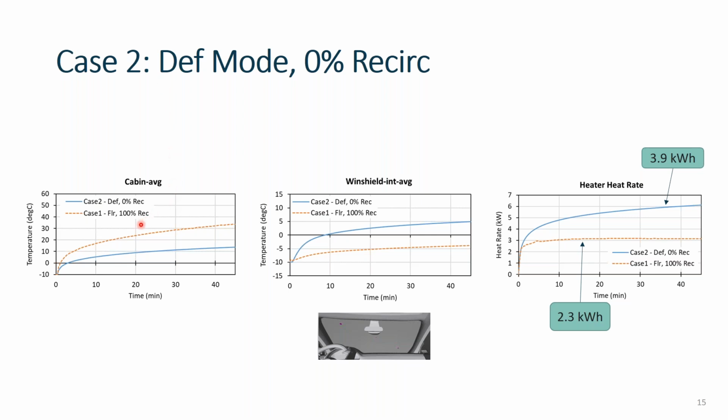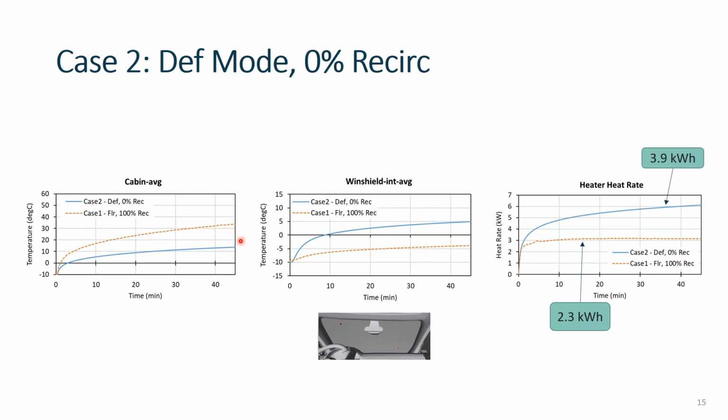Okay, so first we have our cabin average temperature plotted here, a comparison between case 2 and case 1. So case 2 is in blue. Case 1, our maximum warm-up case, is the orange dotted line. And this is an average of all the different cell registers, head level and foot level, dispersed throughout the vehicle. Of course, our case 1 is significantly warmer than our maximum defog case.